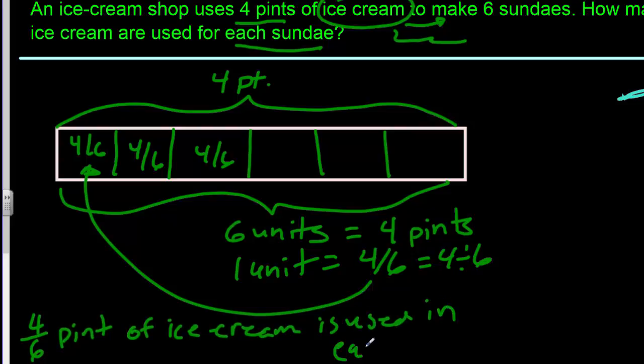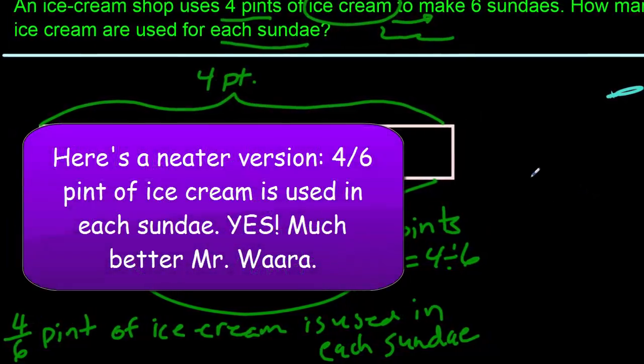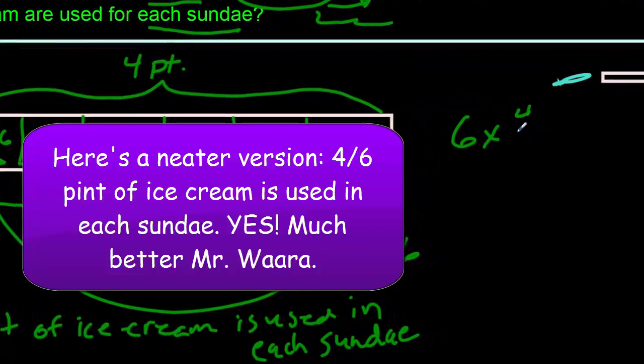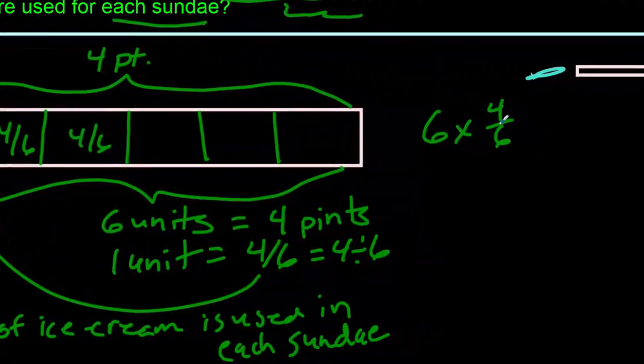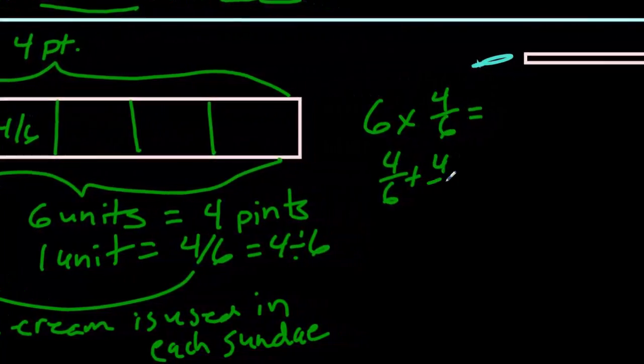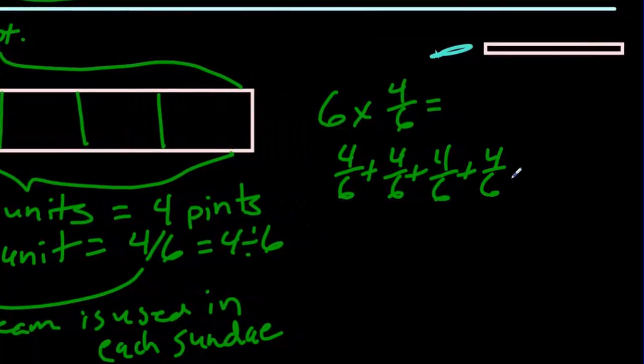Ooh, that is very sloppy, Mr. War. I'm going to come over here and go ahead and check my work. Does it seem reasonable? Well, if I have 6 sundaes and each sundae uses 4/6 pints, now I have my setup. Of course, I'm not multiplying, so I'm just going to add all of those 4/6, those single units. I have 6 of those there, same denominator, makes that nice.